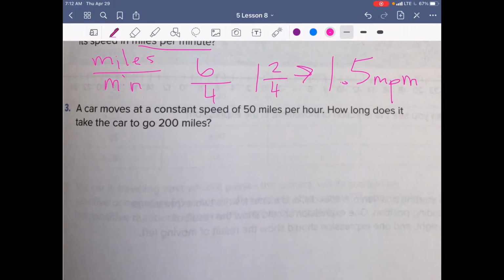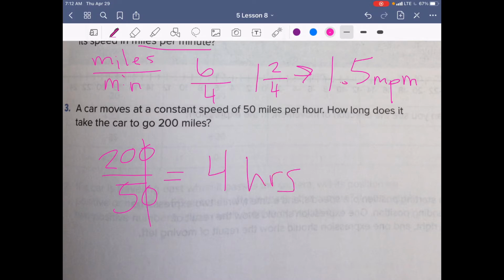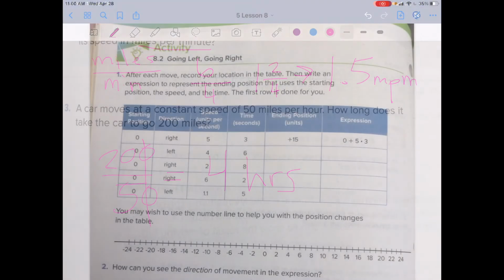And the last one, a car moves at a constant speed of 50 miles per hour. How long does it take the car to go 200 miles? So we would have 200 over 50. And because there's zeros there, we can just cancel them out. 20 over 5. 5 goes into 20 4 times. It would take 4 hours. All right, let's go to the next page.